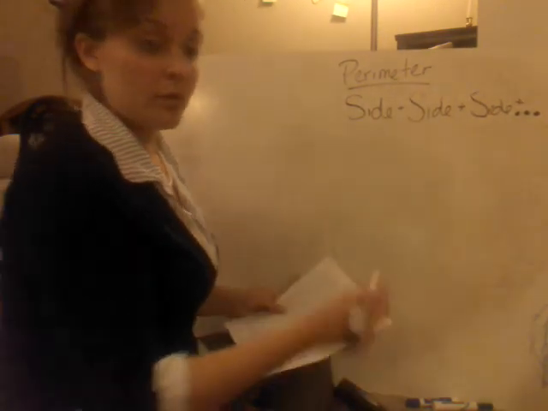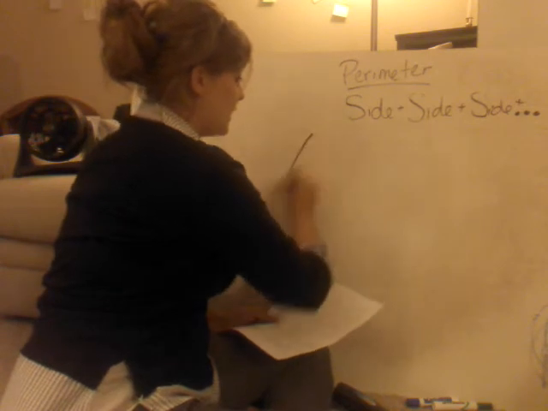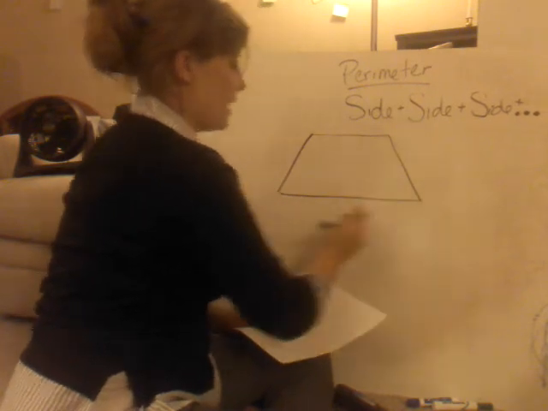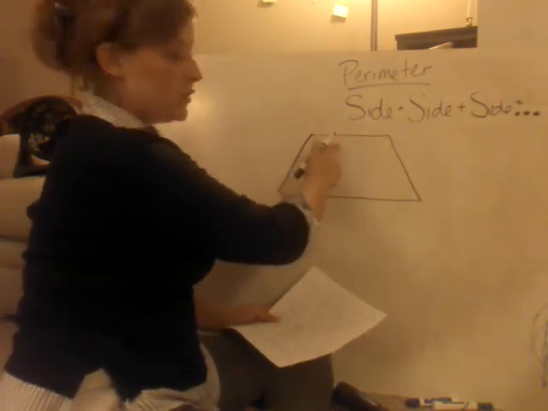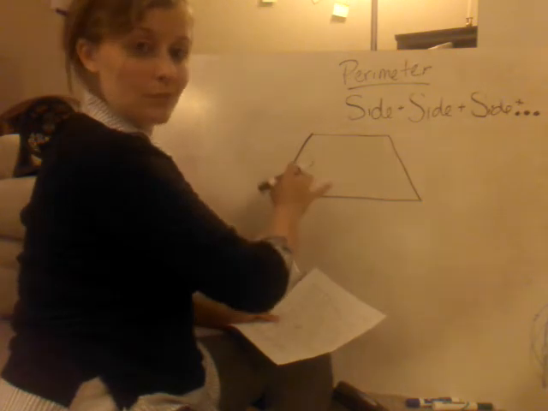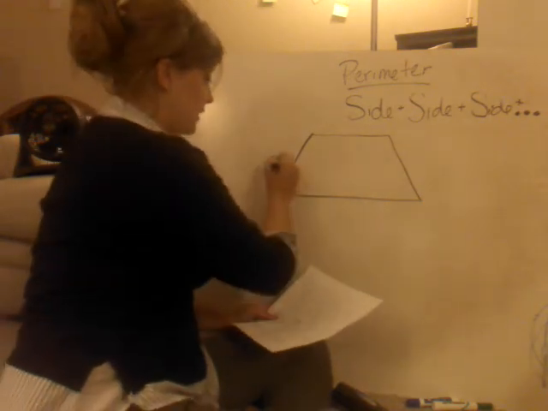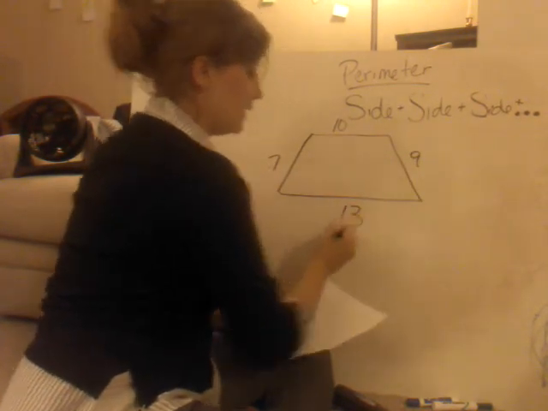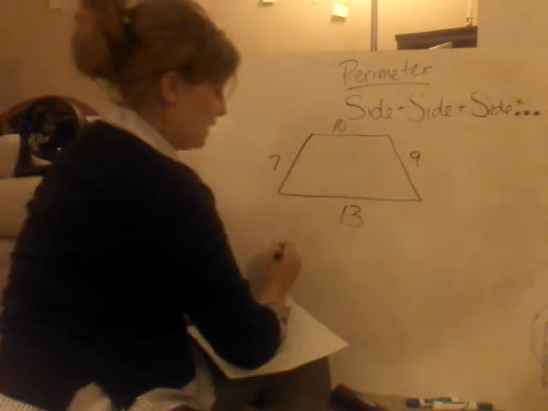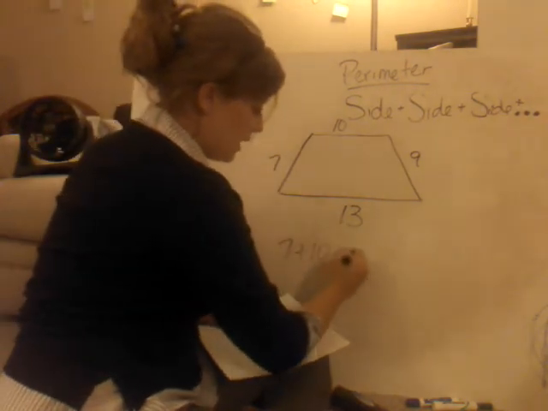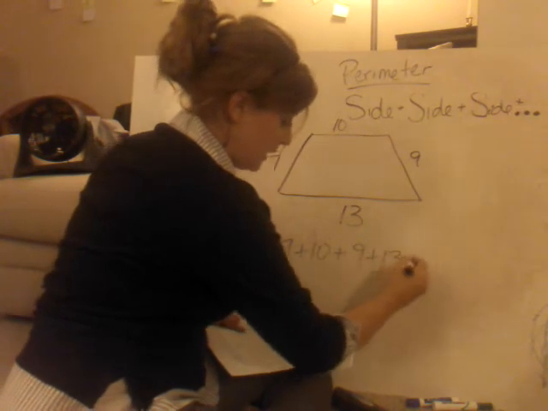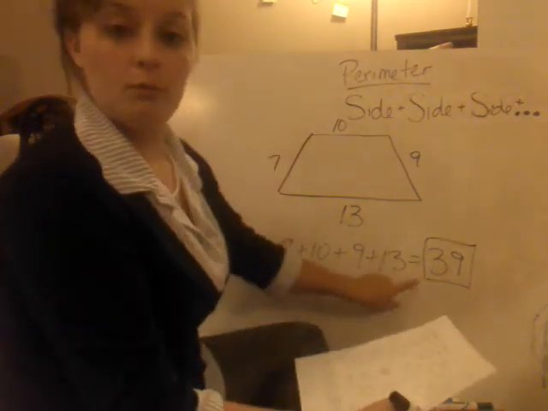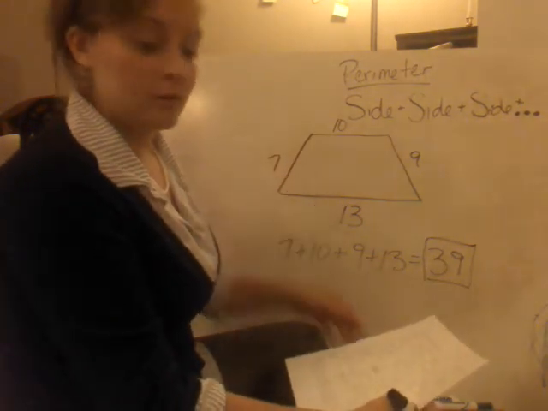Alright, next up we have a trapezoid. So we still have 4 sides, but now the bottom is much larger than the top. So we consider these two different bases. But that's not important right now. My sides are 7, 10, 9, and 13. I add up all my sides, 7 plus 10 plus 9 plus 13, and I come up with 39. And that is the perimeter of my trapezoid.